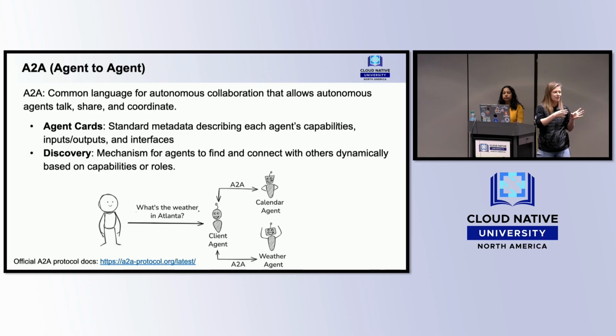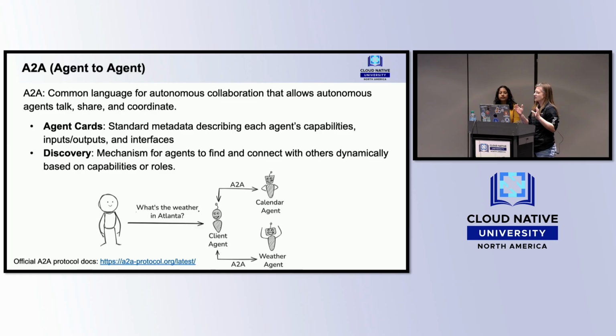So there's two main pieces that you need to know about A2A. There's the agent card piece, so that's like the agent business card that has all the metadata about the agent that describes like the inputs and outputs it expects, the capabilities, things like that. And then there's the discovery component. So that's the piece that the Kagent controller handles, and it lets the agents find and connect other agents dynamically based on the capabilities and roles assigned to them.